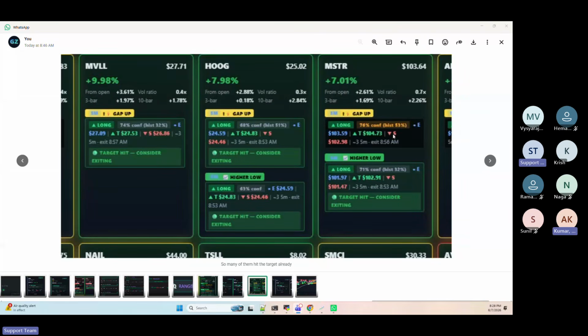Now here, you see that, right? If you see 103, this is MSTR, right? If you see the 76% confidence score, that means I have a really strong belief that it will go up. So I come in. It's saying that exit is 8:56 a.m. That means in the next 10 to 12, 15 minutes, the stock is going to go up to $1.5 within the next 15 minutes, right?